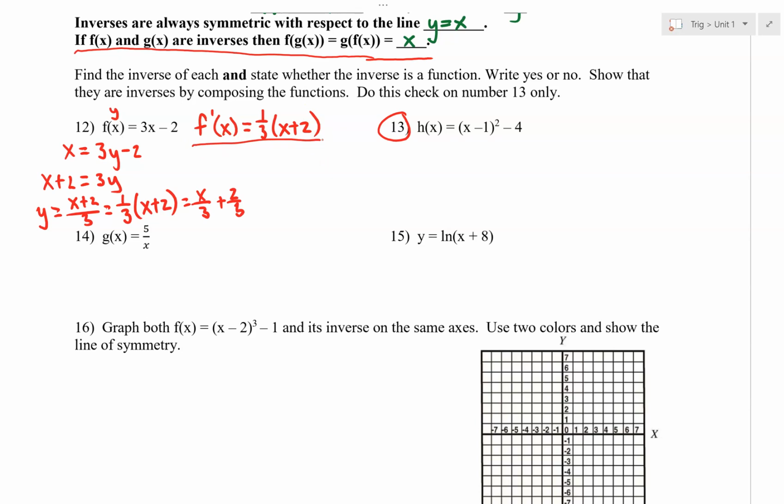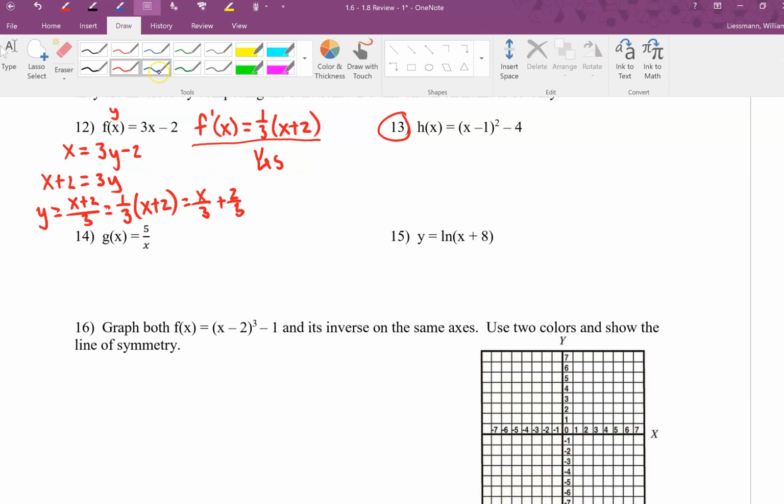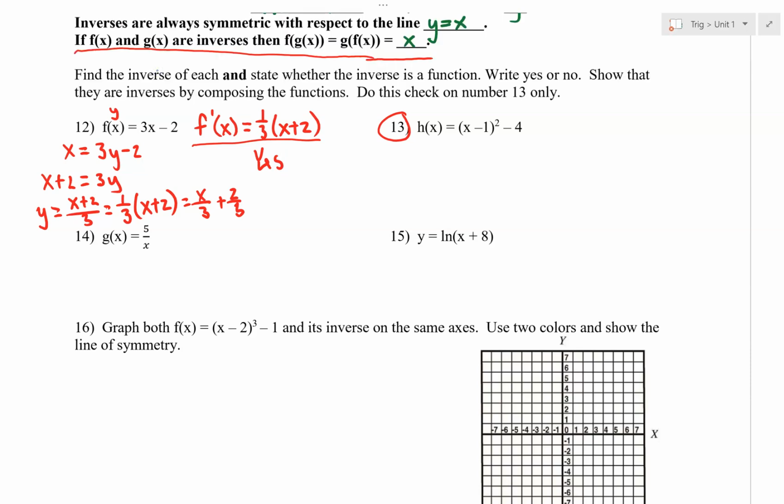X still has a power of 1, so this is still a function. This would be a yes. For this next one, h of x is equal to this. So this is a quadratic. So now, we'll do this one.